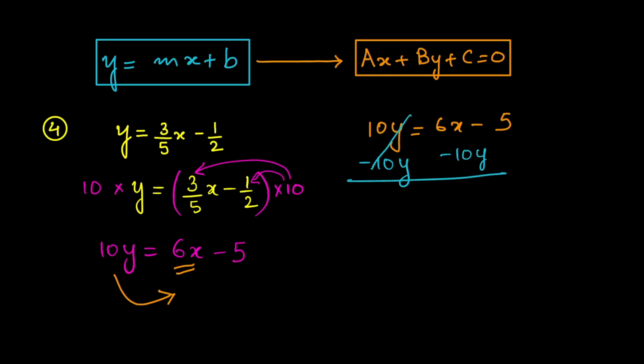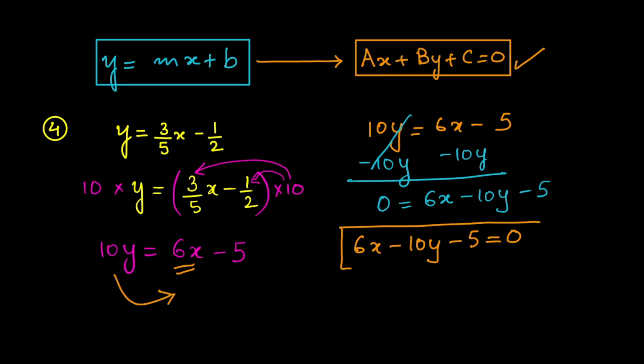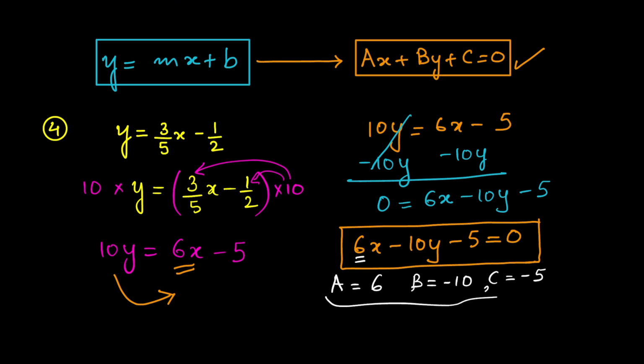So this gets cancelled, so we get 0 equals, and again first the x term, then the y term, and then the constant. So now again switching the sides, because the general way to write is first x, y, and constant. So it's 6x minus 10y minus 5, and then we write equals 0. So we get this as the general form. From here, if we want to write the values of a, b, and c, a is 6, the coefficient of x, b is minus 10, and c is minus 5. So all these three are integers now.